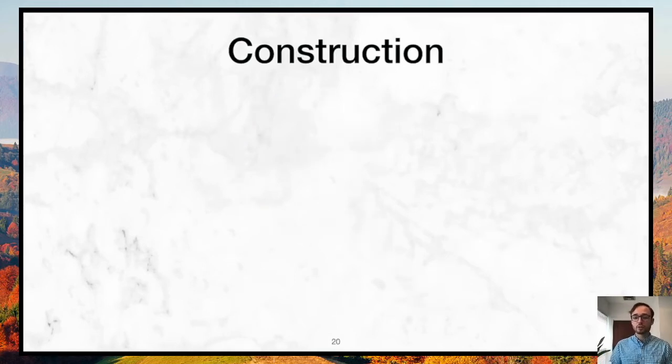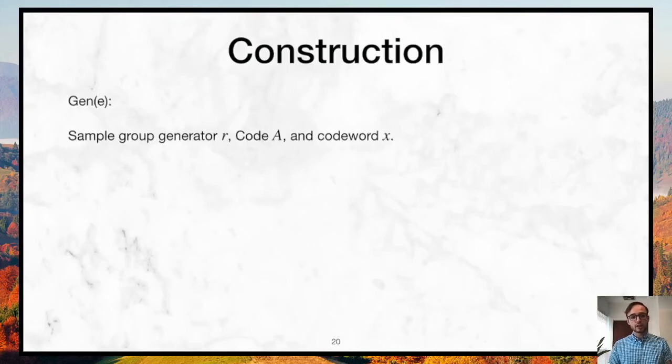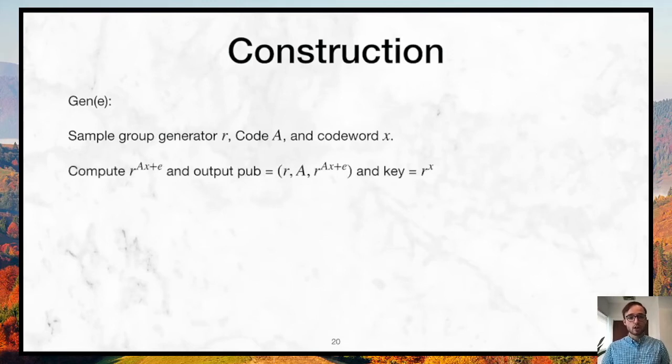Our construction looks a little bit like this. Gen takes in a biometric reading E. We sample a group generator r, a code A, and a code word using a variable X, where A times X is our code word C. We then compute r to the AX plus E, and output the generator, the code, and our code word in the exponent as our public parameters. Our key is r to the X, but it's actually only the hardcore bits of X.